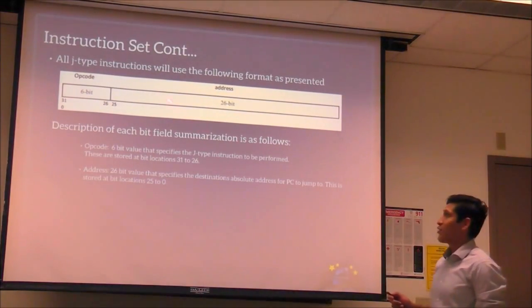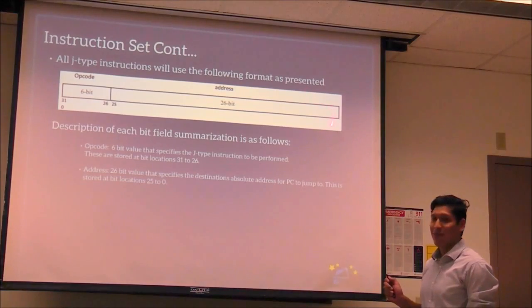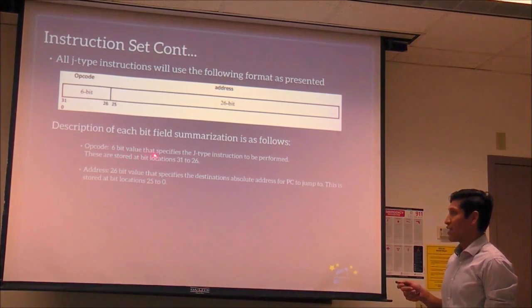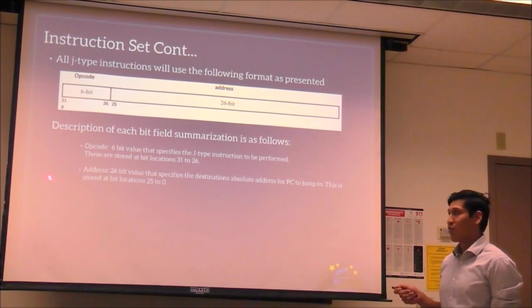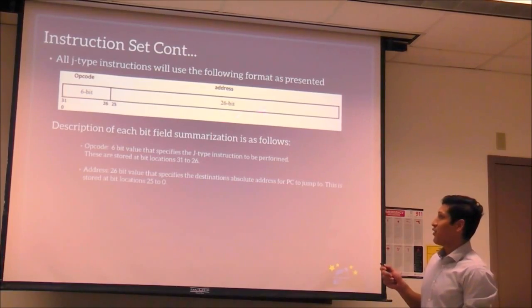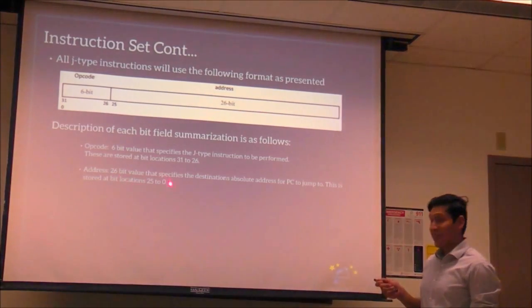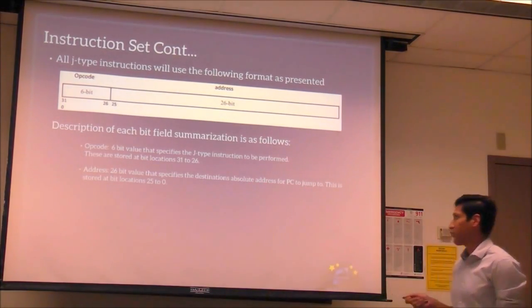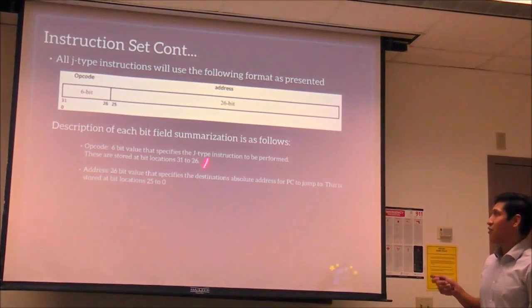All J-type instructions will use the following format as presented. We have an opcode field, which is a 6-bit value that specifies a J-type instruction to be performed. These are stored at locations 31 to 26. Our address field, which is 26 bits wide, is a value that specifies the destination absolute address for the PC to jump to. This is stored at locations 25 to 0.